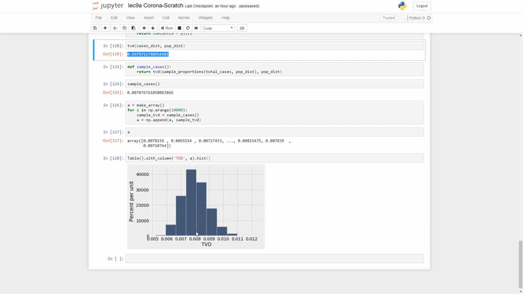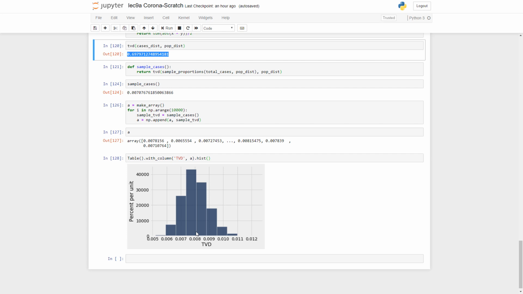So we cannot accept the assumption of the model. The model doesn't support the data. Or in other words, the model is inconsistent with the data. So the answer to our question is no.